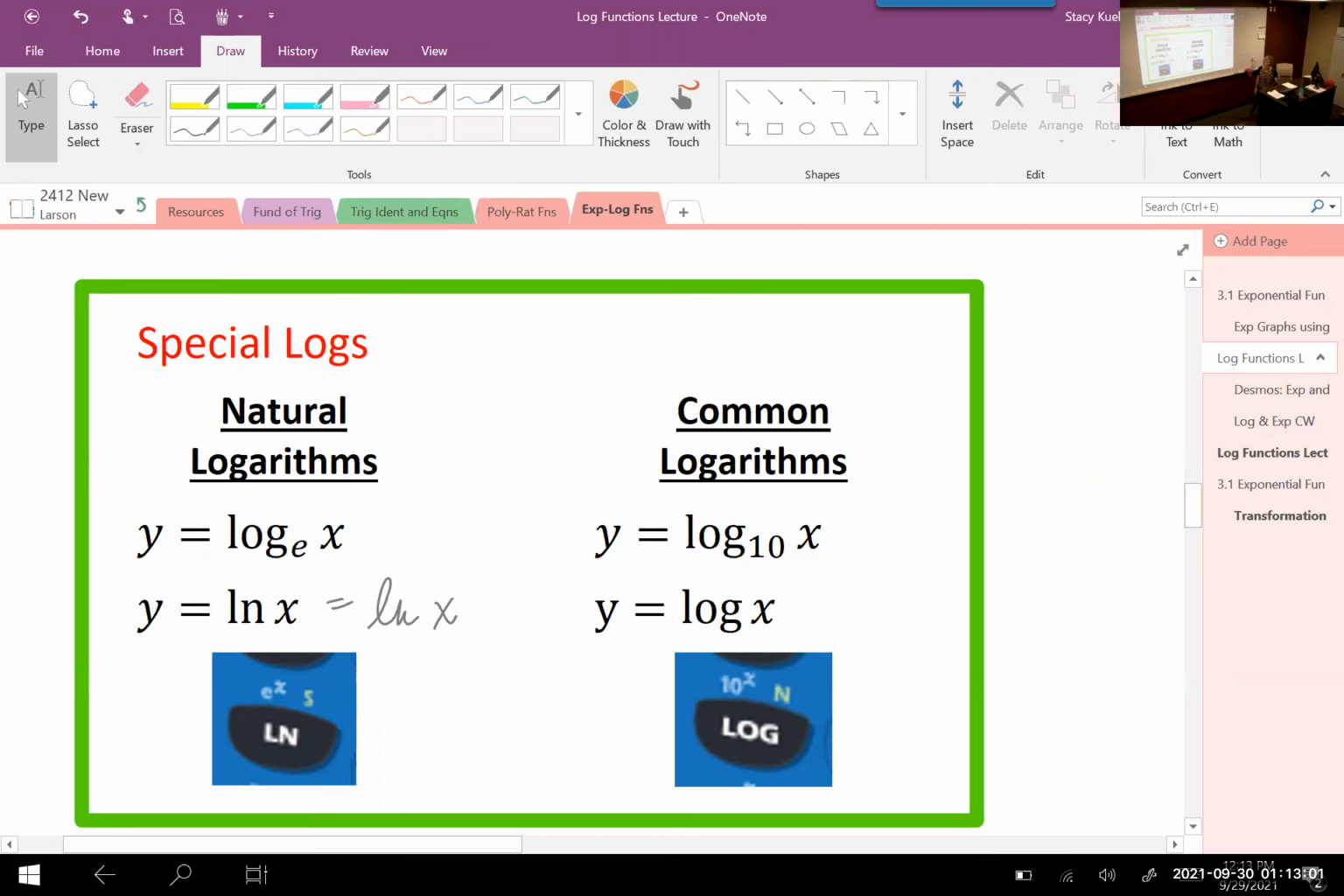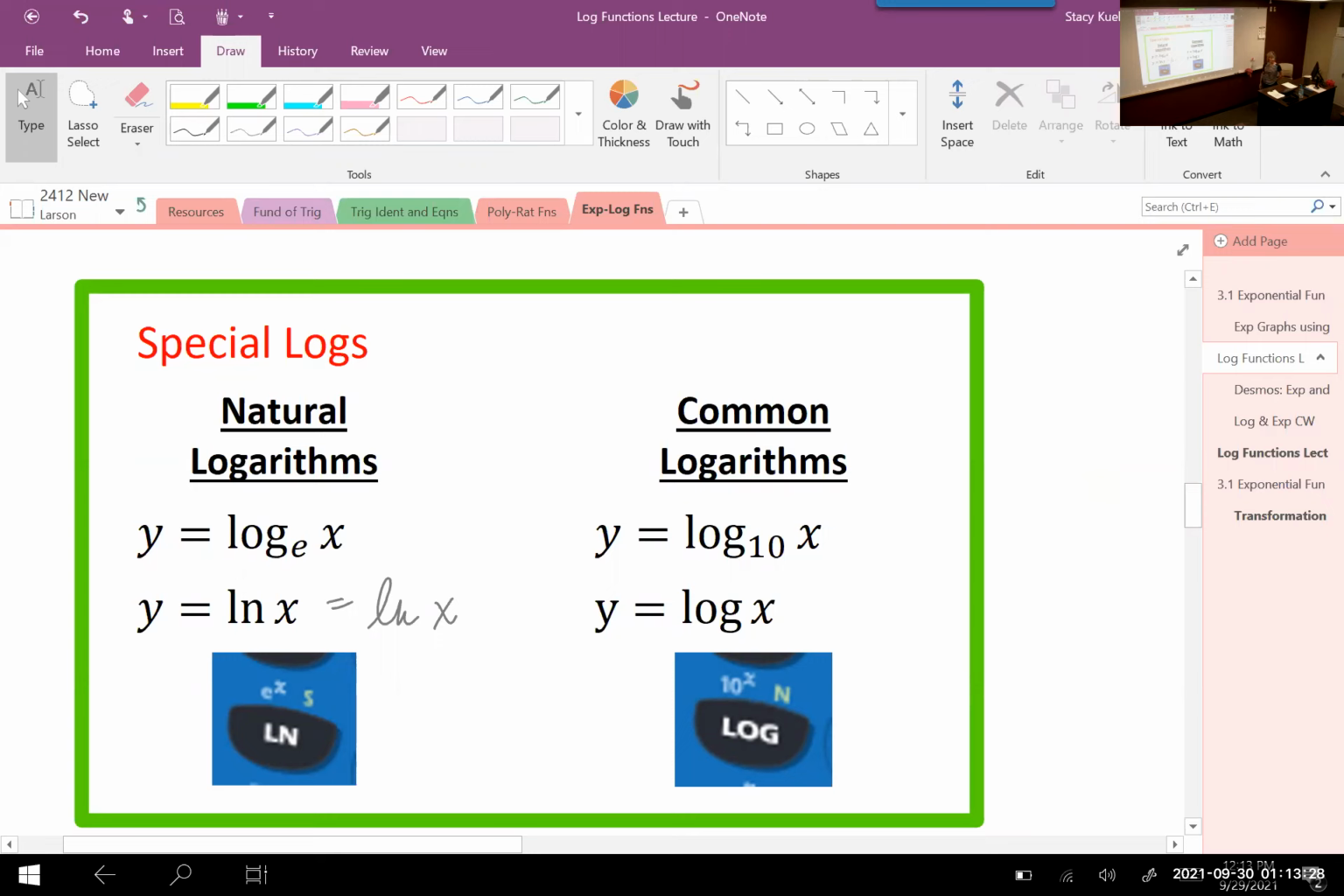That's the natural log. The common log is log base 10, and we write it just as log, with no base shown, as if it's understood that it is base 10. So the natural log is base e, and log base 10 is just the common log. Why do you suppose it might be common? What do we know that's base 10?